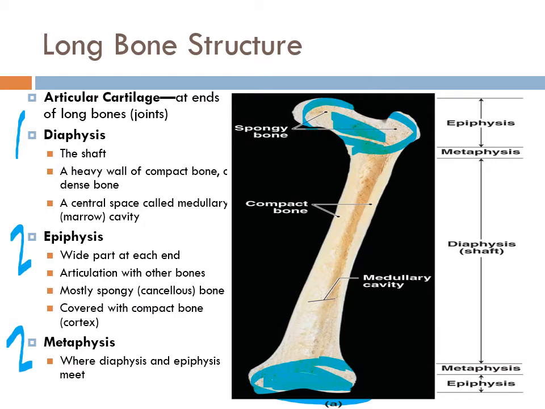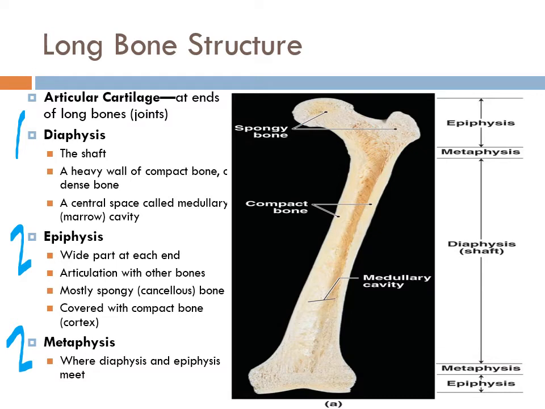They are widened. They are the areas that articulate with other bones, and they're mostly made up of spongy bone. And spongy bone is going to resist stresses in multiple directions and lighten the weight of the bone. So spongy bone is very important. It is covered by a little cortex of compact bone. So it still has the strength of the compact bone, but then the spongy bone lightens the weight of the bone and helps to resist stresses in multiple directions.